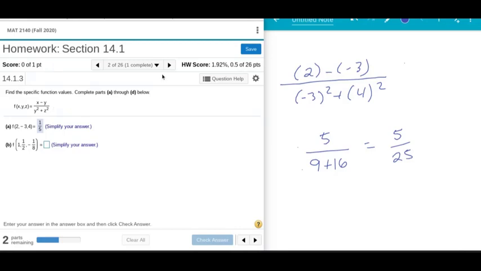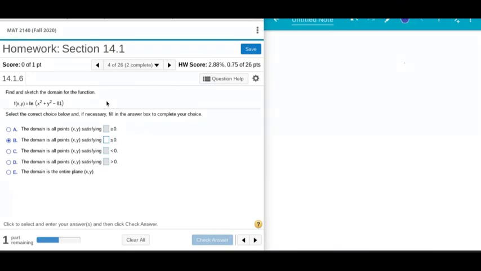So let's try a different question. Okay, so here's another question. Find and sketch the domain for this function. Whenever you're asked to find the domain of a function, what you actually want to do is think about what's not in the domain, because usually that's easier to figure out. So you think about what kind of restrictions there might be.